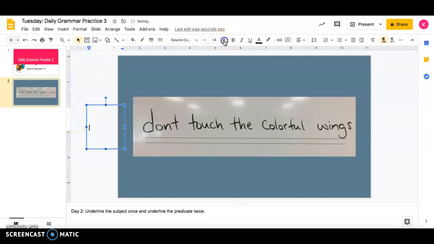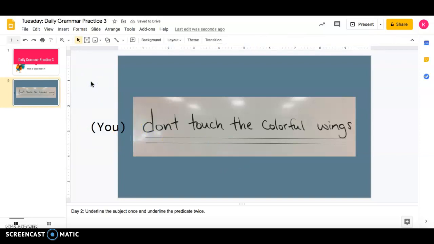Go down kind of to the middle here. Maybe we'll make our font much bigger. Oops. And then we'll undo that big font we just made. Okay, and then in parentheses, you're going to have the word you. This is what is called an understood you subject. Because again, somebody is looking at you and speaking to you to tell you this command. So you understand that you are the person who's supposed to do this action.